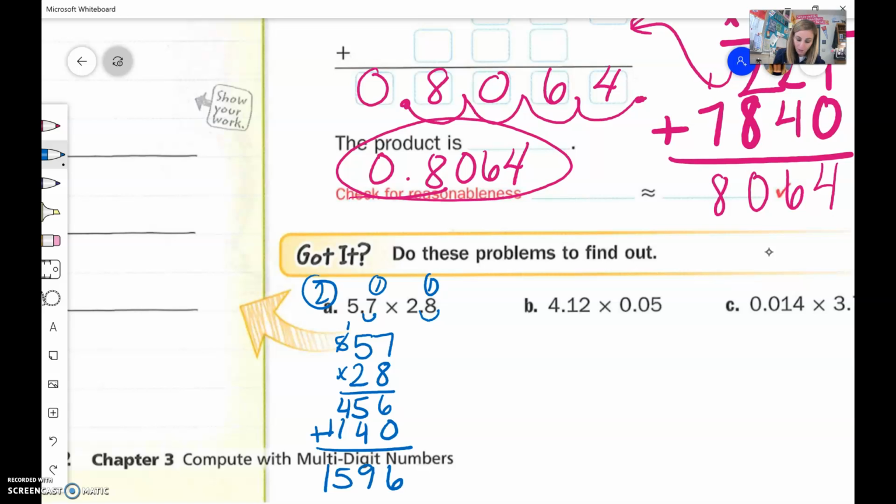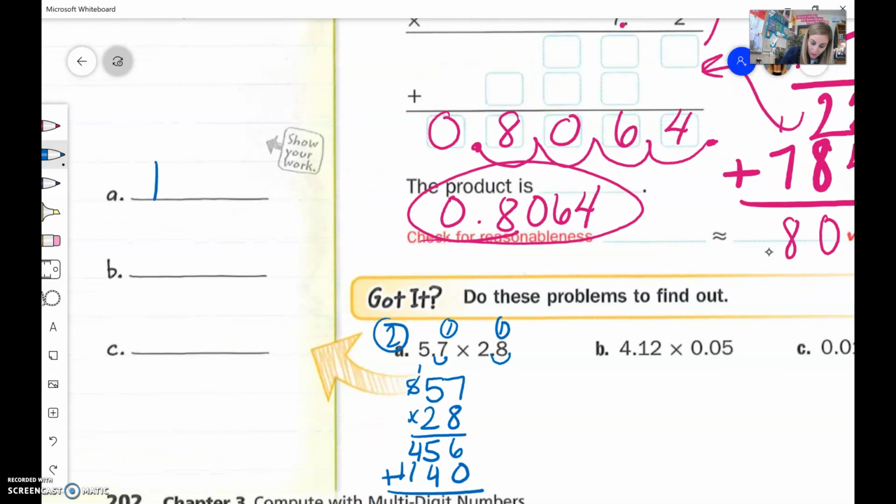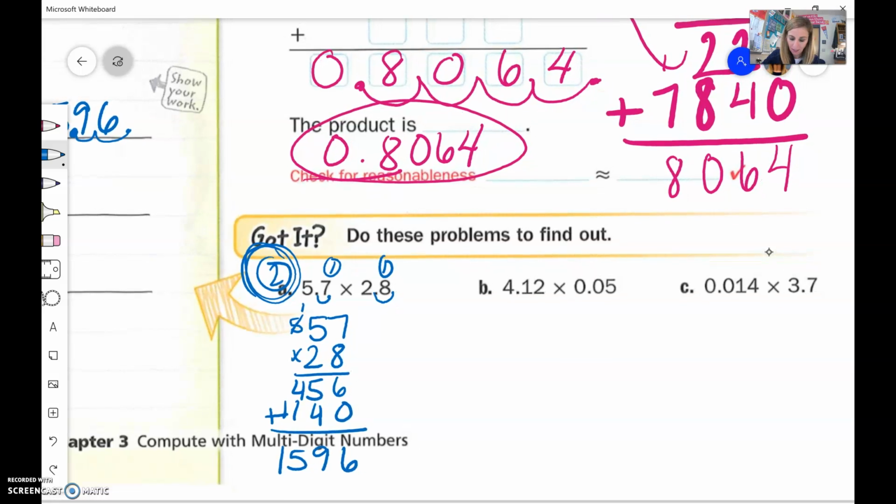6, 9, 5, and 1. Right now, my answer looks like this: 1, 5, 9, 6, and my decimal point is at the end. But I have to remember that I have moved it out twice, so I need to move it back in twice. 1, 2. So my answer is 15 and 96 hundredths. Easy, right? Sure is.